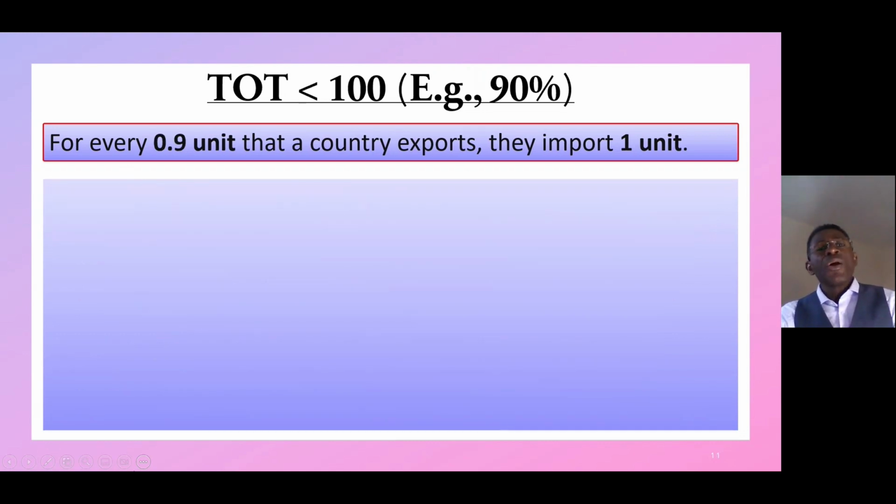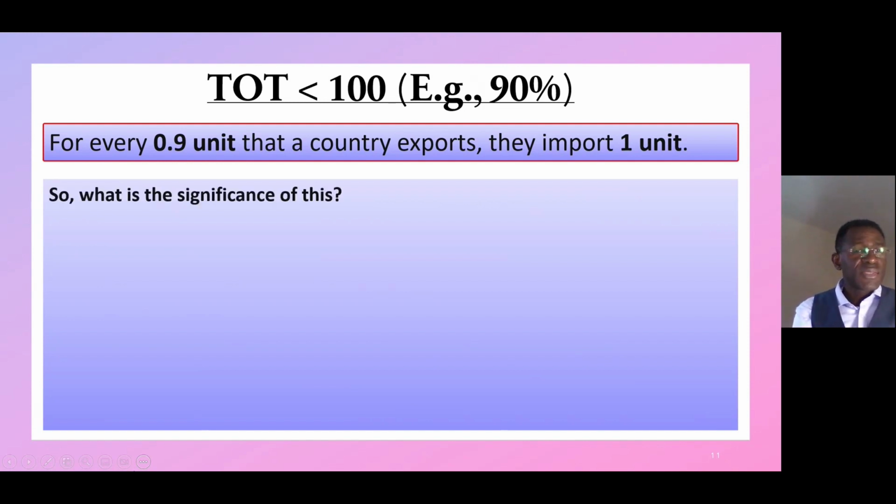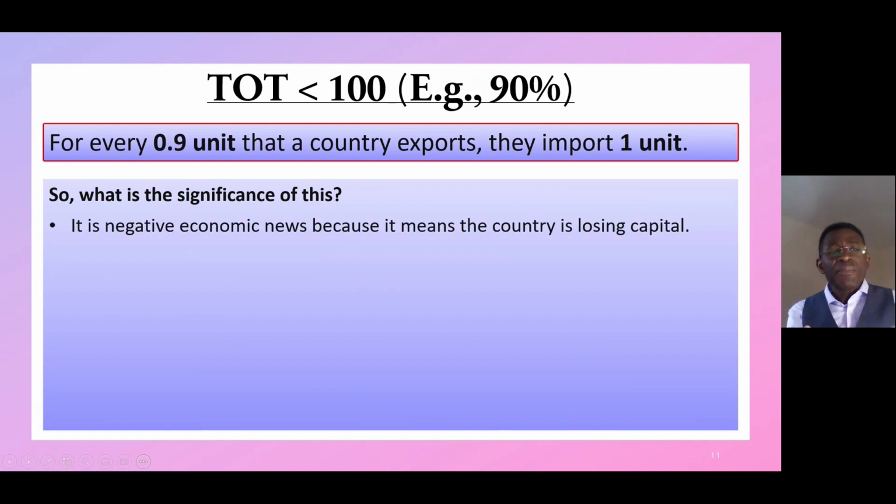What if we have a TOT that is less than 100, for example 90%? What that means is that for every 0.9 unit that the country exports, they import 1 unit. Now, what is the significance of this? It means that the country is losing capital and is therefore negative economic news.